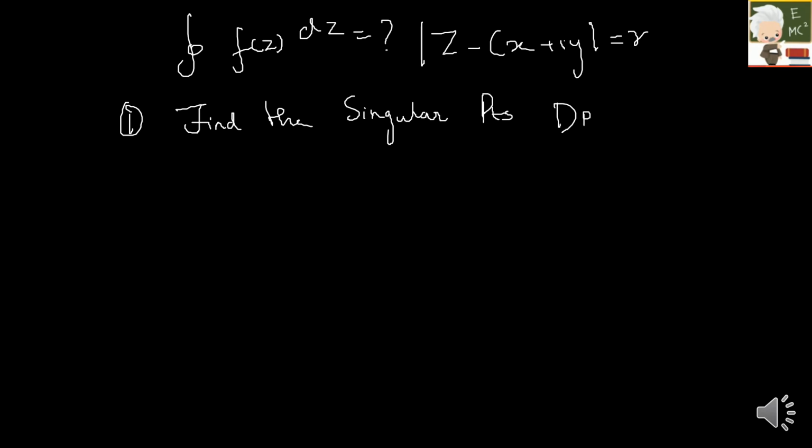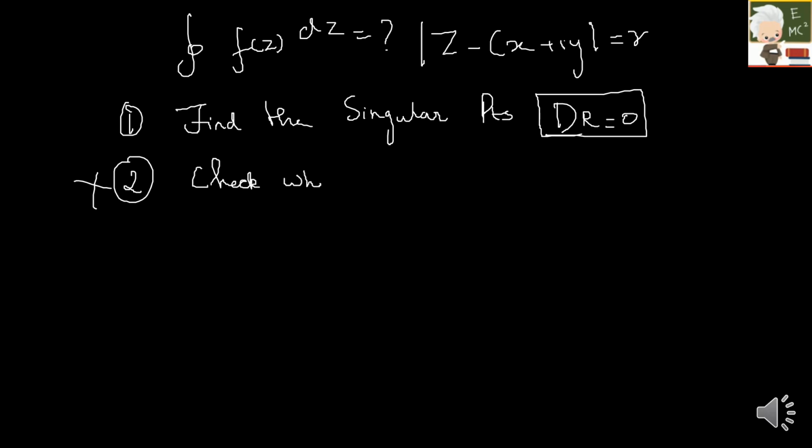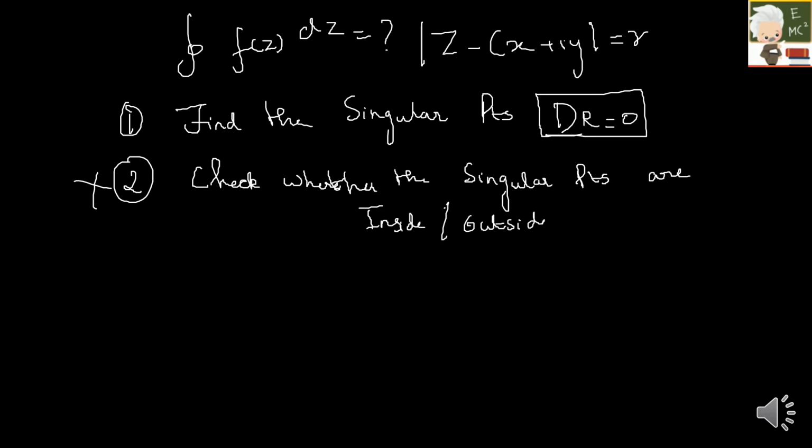Singular point means your denominator should be equal to 0. You have to remember this. The second step is where most of us make mistakes, so you should be clear here. Check whether the singular points are inside or outside the contour.